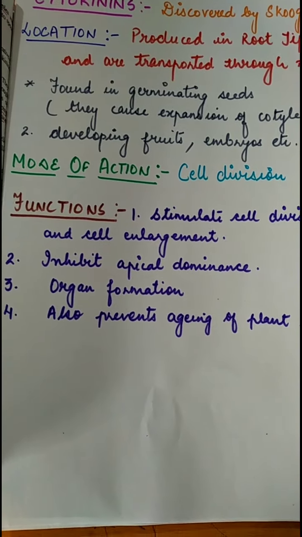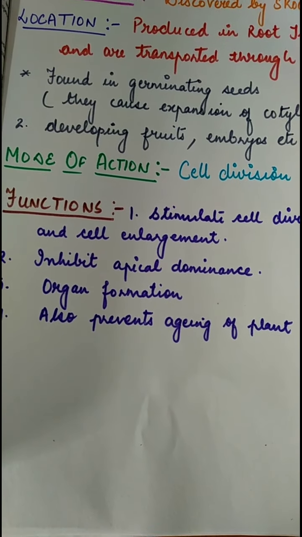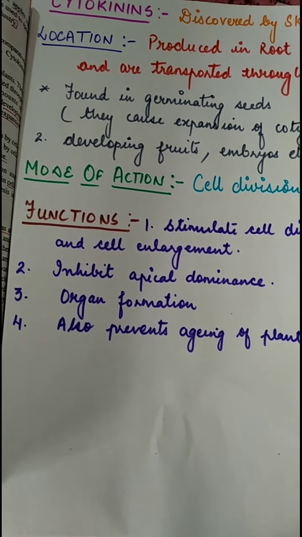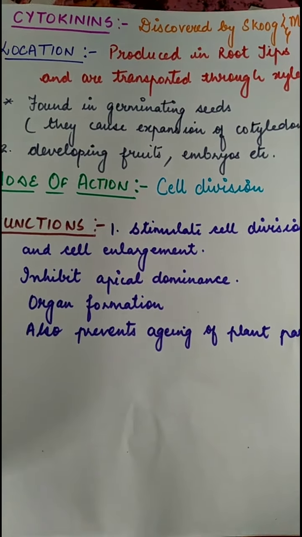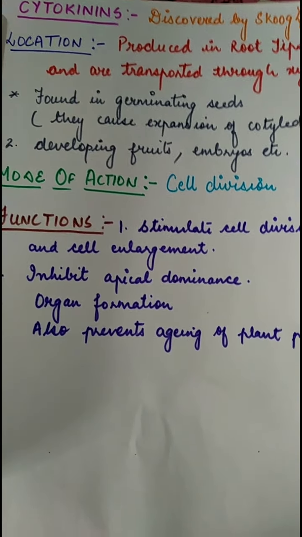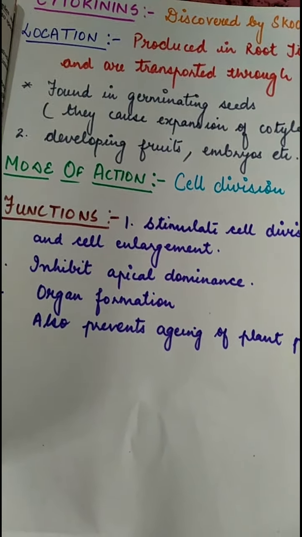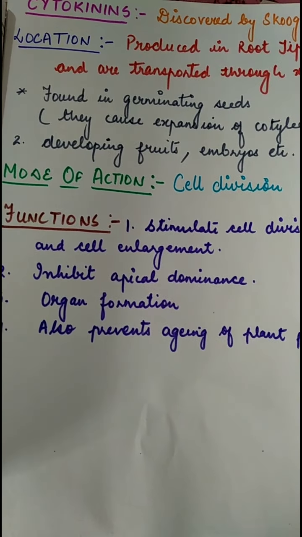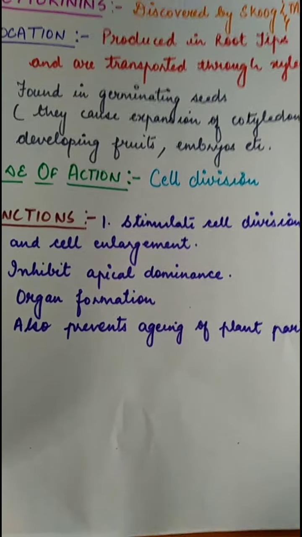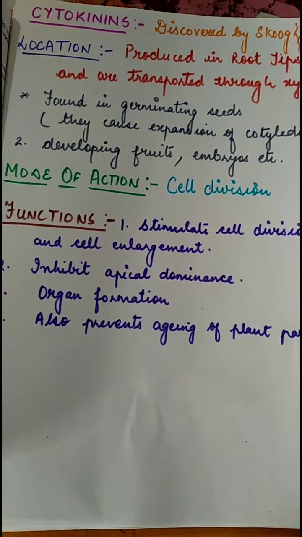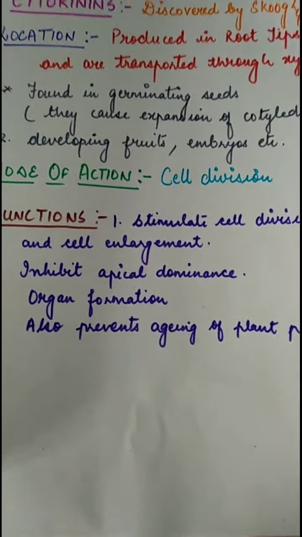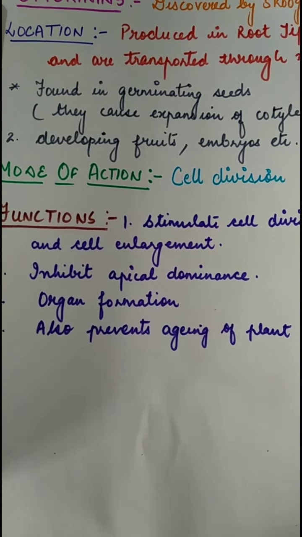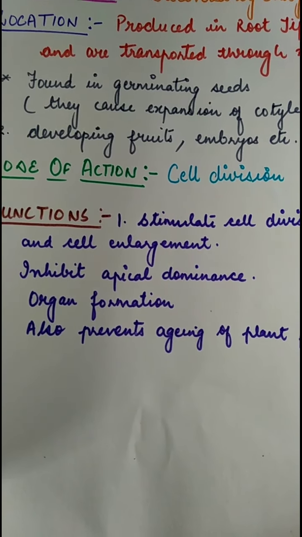Third, cytokinins help in organ formation. Well, organ formation means if we have an undifferentiated mass of cells, which we call callus, then if we apply more of the auxins to that callus, roots will develop. If we apply more of the cytokinins to that callus, then shoot will appear. So the appearance of the roots and shoots means there is differentiation in the cells of the callus. So that is how the cytokinins help in organ formation.